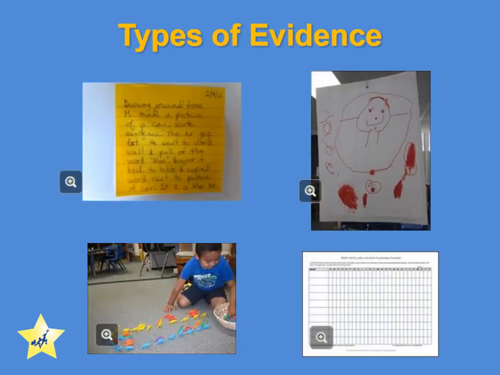Types of evidence. At the heart of the DRDP 2015 assessment is the collection of evidence to document children's knowledge and development. The most common forms of evidence you will be collecting are descriptive observation notes, photo, video, and audio documentation, work samples, and checklists.